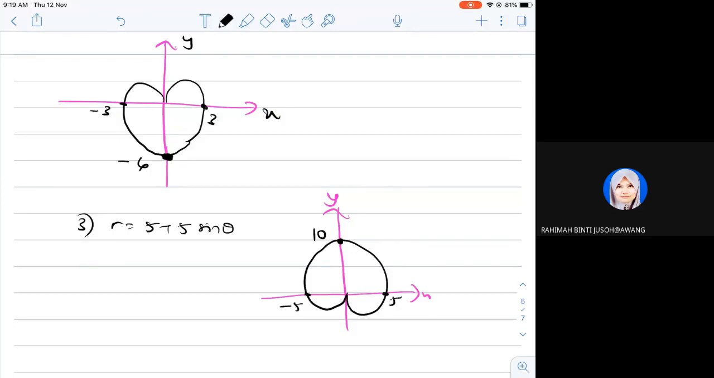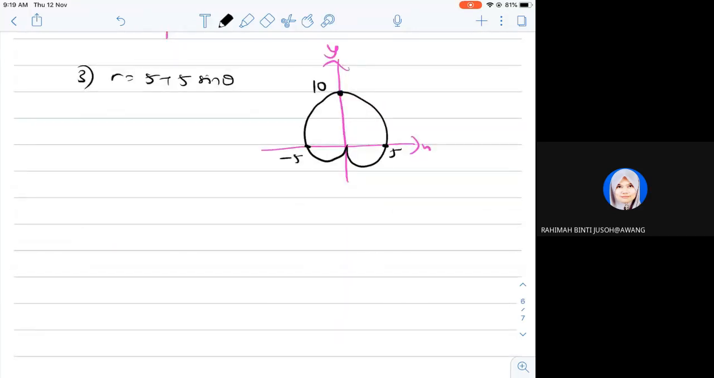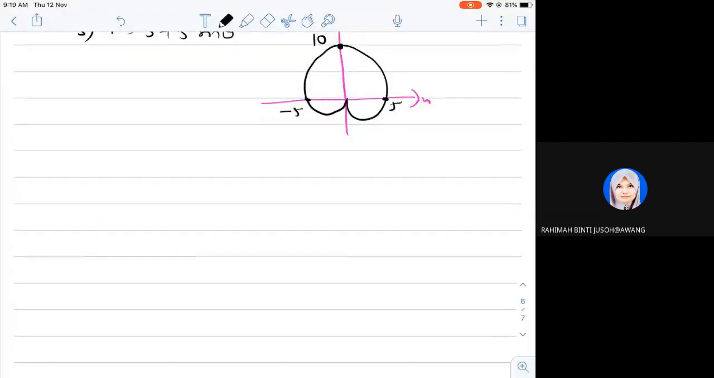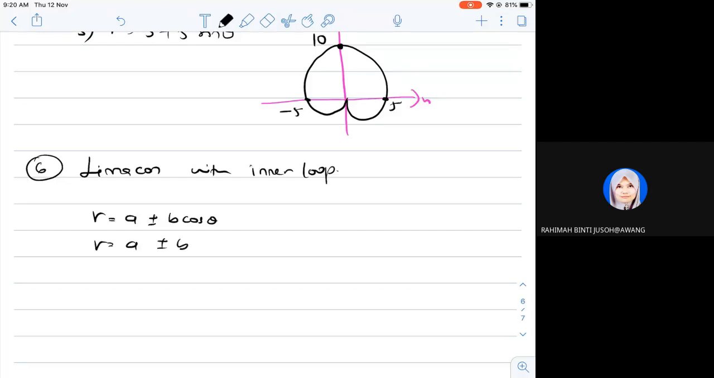Next. What if you have... which number was it earlier? Number 5, number 6. Number 5 is the limaçon. Let's say with an inner loop. You will have r equals a plus minus b cos theta and also r equals a plus minus b sin theta. The same concept: cos is on the x-axis, sin is on the y-axis.